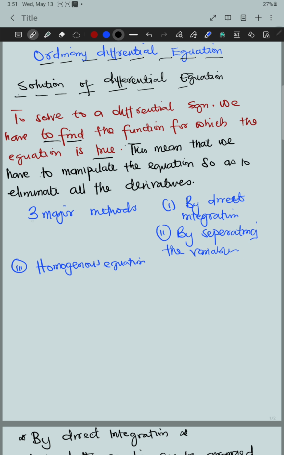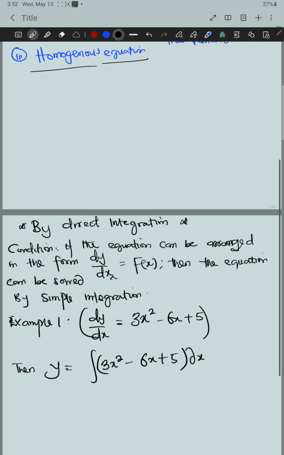For the scope of this video, we want to look at methods we can use to solve differential equations. Number one, we have direct integration. Number two, we have separating the variables. Number three, we have homogeneous equations. Quickly, we will be looking at the methods one after the other.